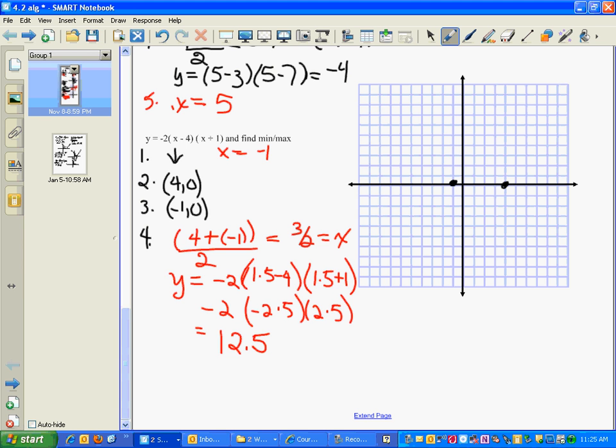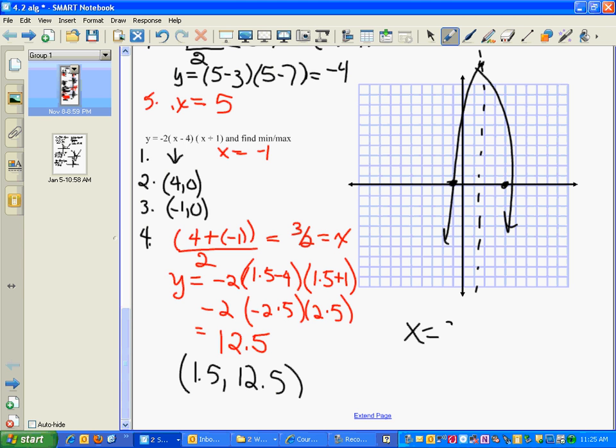Negative 1, 0. My vertex is at 1.5, 12.5, which is right up here. Hold on. What's my axis of symmetry? X equals 3 halves as an equation. The maximum value of 12.5. Yep. Maximum. Are we good? So good. All right.